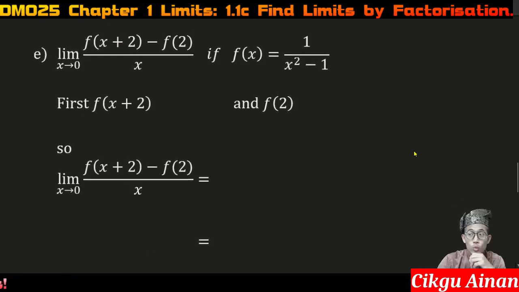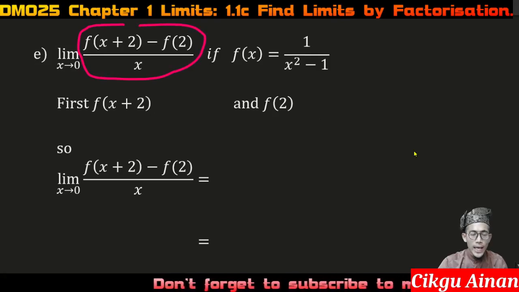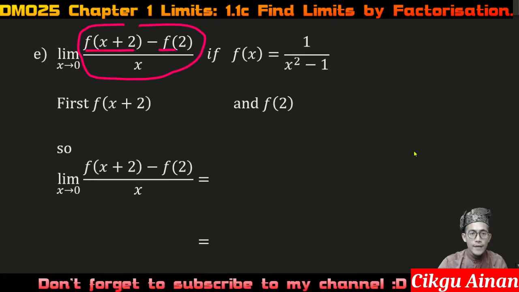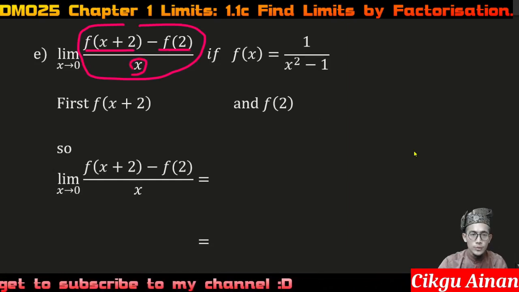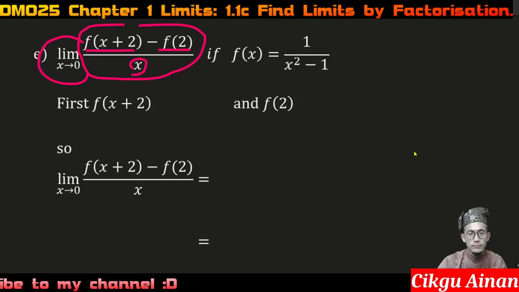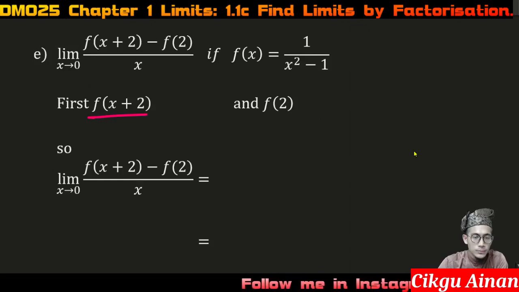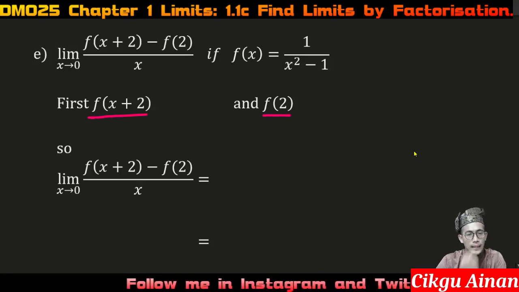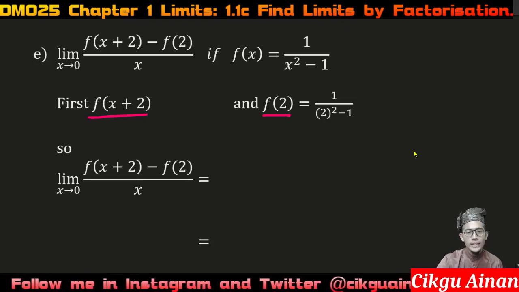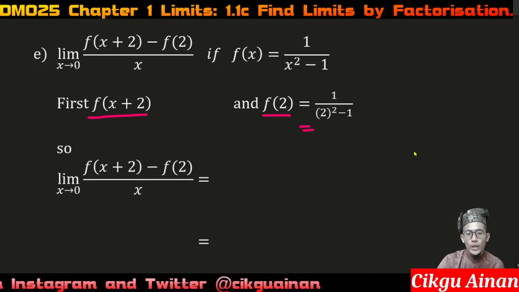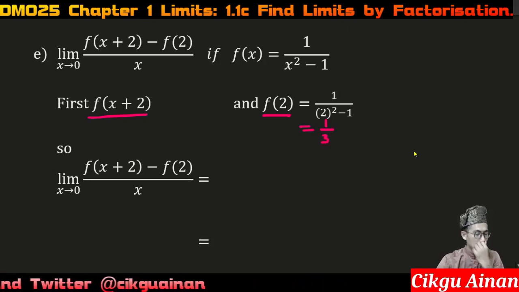Okay, now next example. For this one a little bit complex. Okay, but if we do one by one, it should be easy. Now, given a fraction like this, whereby f(x plus 2) minus f(2), divided by x, we want to take the limit of the whole thing. But what f(x) is? f(x) is given like this over here. So the first step that we must do is to find f(x plus 2) and f(2). f(2) is easy. You just substitute, you get this one. And then 1 over what is this? 1 over 3, isn't it? 1 over 3. That is the value.